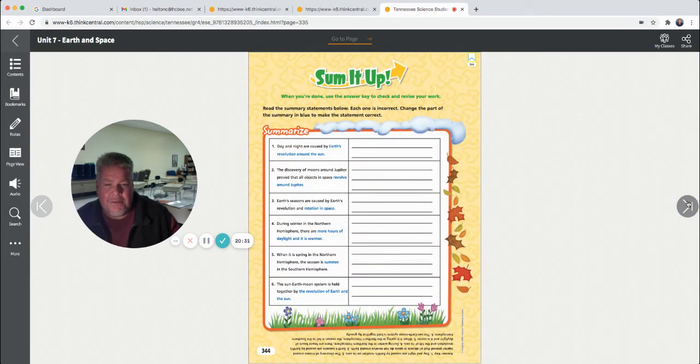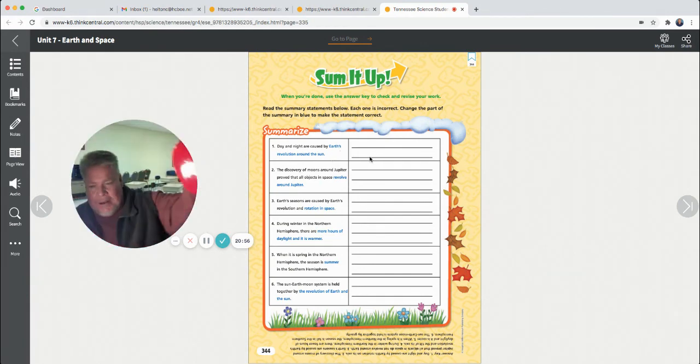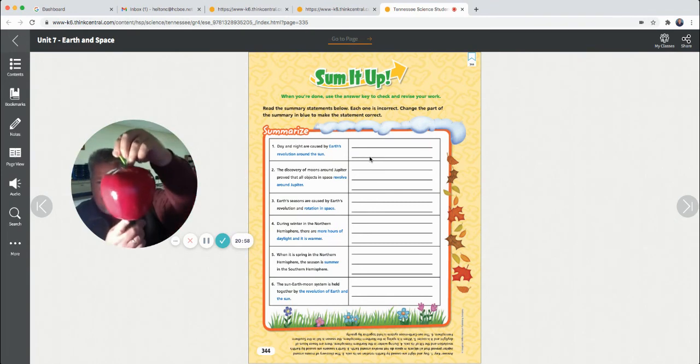All right, so we had a lot of information in today's lesson. I encourage you to go through here and let's take a look at a couple of these, see what you need to do. Change the part of the summary in blue to make the sentence correct. Day and night are caused by Earth's revolution around the sun. No, it's rotation on its axis. Day and night, remember, revolution is going around something. That doesn't cause day and night. Earth has day and night because it rotates on its axis.